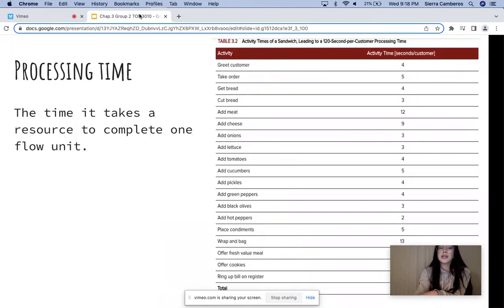So then in this slide here, this slide shows a table of the processing time that it takes an employee who makes sandwiches. It takes them 120 seconds per customer processing time. We can assume, though, that the processing times are exactly as shown in this table. Not everybody is going to want every ingredient listed here, so sometimes some of the activities may not be applicable. But this data does capture an average across many customers.